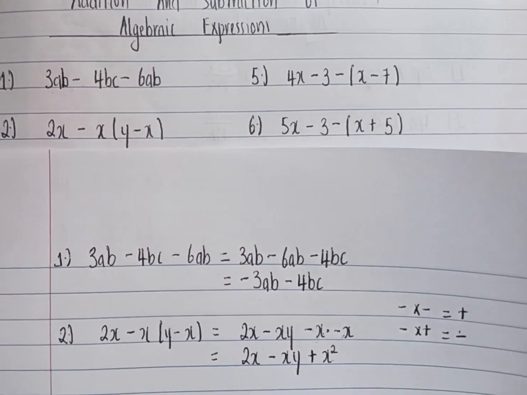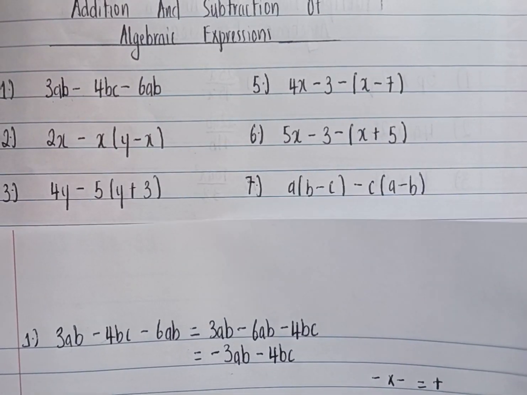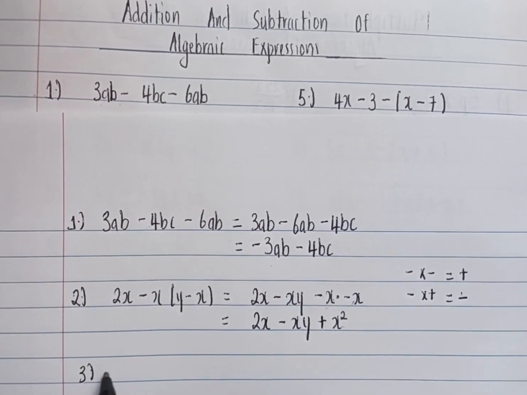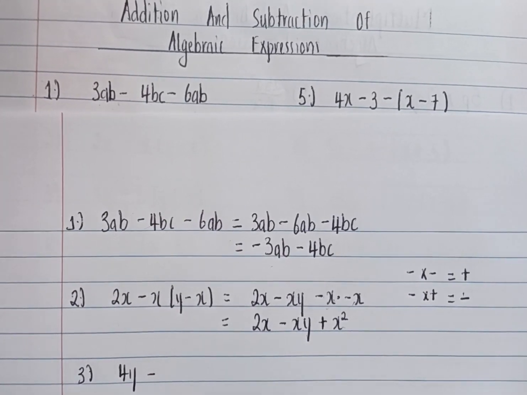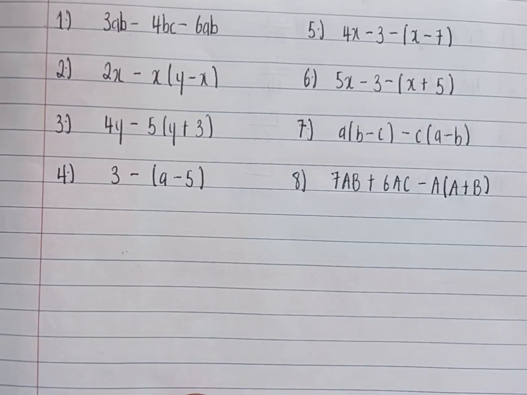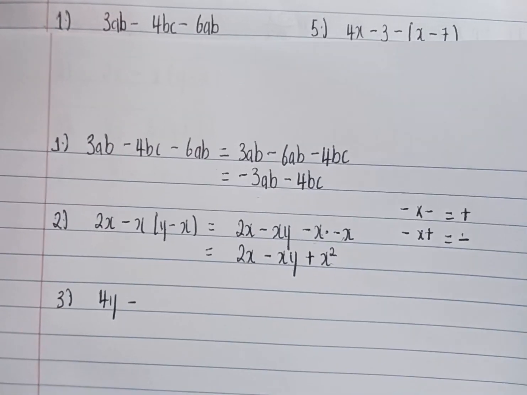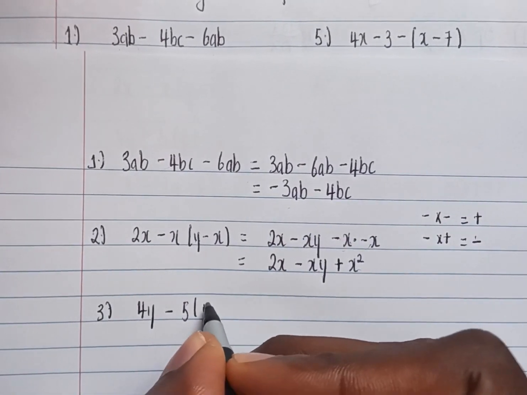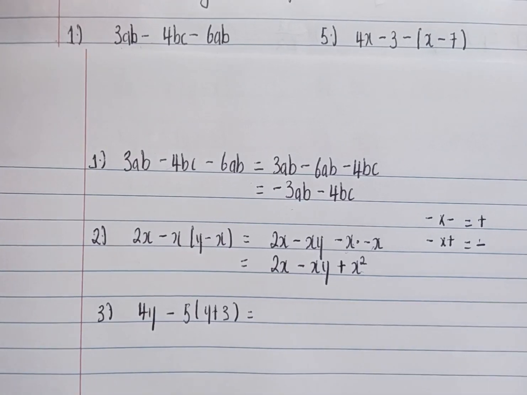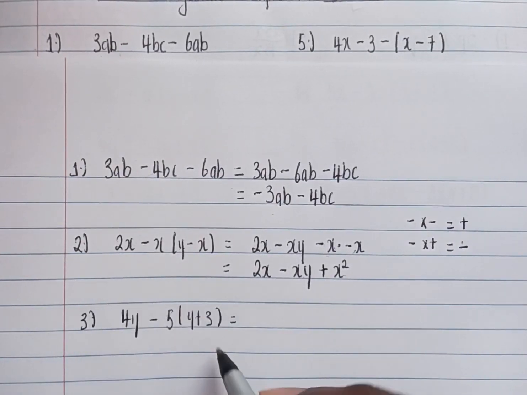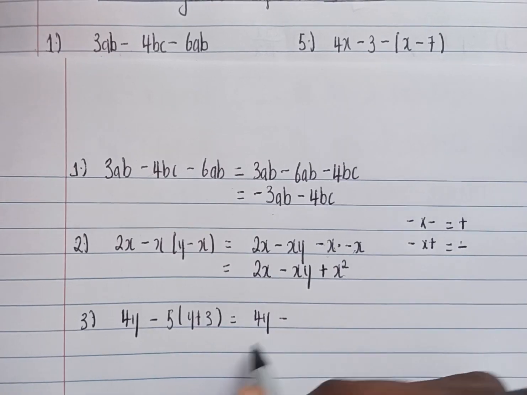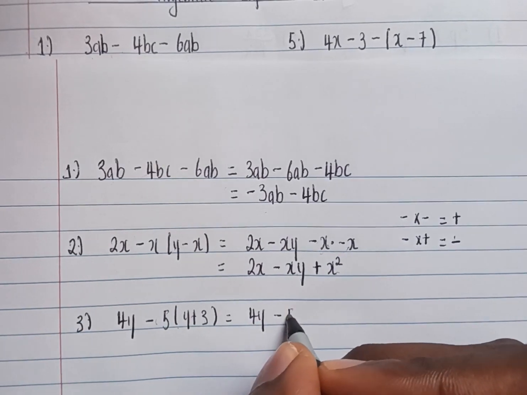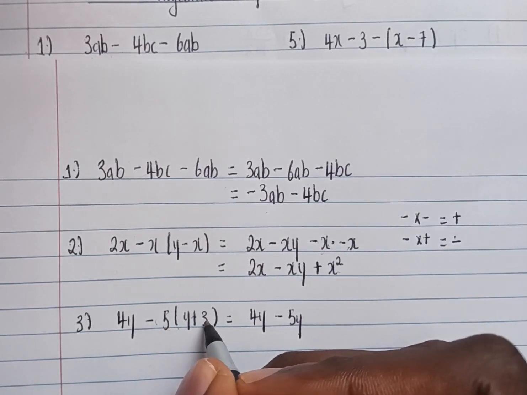So we end here. We have number 3, 4y minus 5 times y plus 3. So this is quite the same as number 2. So we have 4y minus, I multiply 5 by each of these terms inside the bracket. So I have minus 5 times y, so it's minus 5y. Minus 5 times 3 is minus 15.